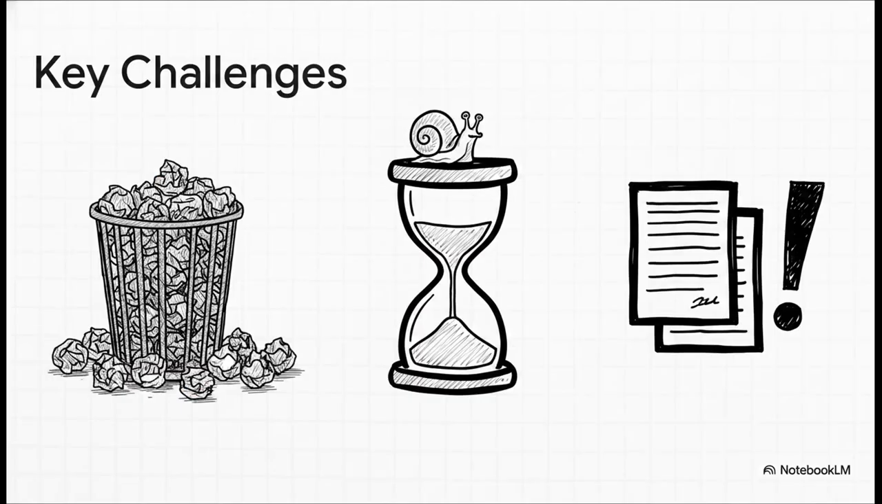So if you just expand blindly without a solid strategy, your system is going to choke on three major challenges. Overexpansion will flood your LLM with irrelevant noise. Ignoring latency leaves your poor users staring at a spinning loading wheel. And redundancy? That just wastes valuable processing time analyzing the exact same document over and over.